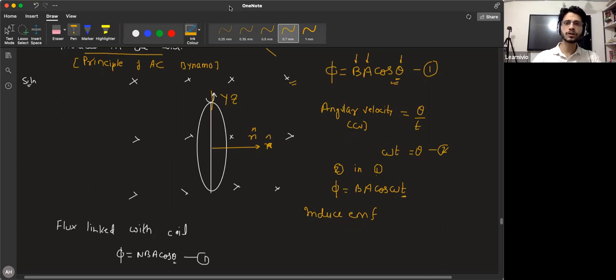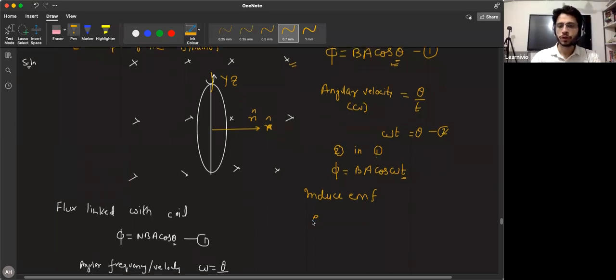What is Faraday's law, Nabil Khan? Sir, induced EMF in a coil is equal to the change in magnetic flux. Very good. Induced EMF is not just the change, it is proportional to the rate of change. So it's minus of d over dt of phi. Phi is BA cos omega t.